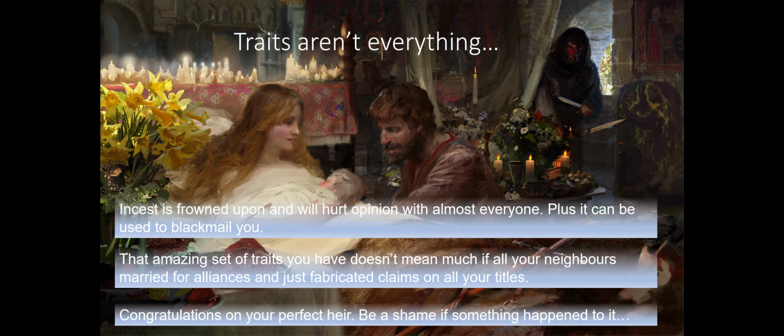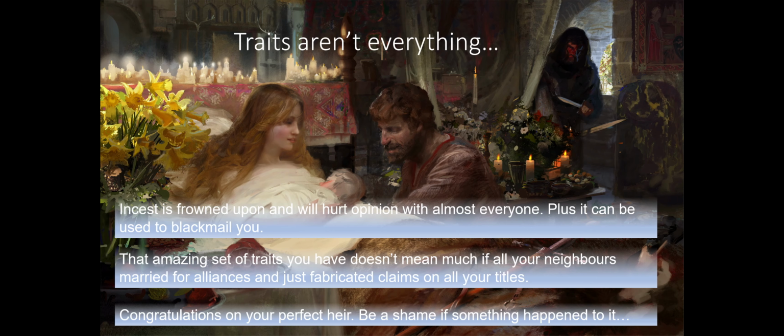And then lastly, I've put that incest is frowned upon and will hurt the opinion with almost everyone. Plus, it can be used to blackmail you. If you remember earlier, I said you get secrets applied for incest. That's definitely true, and those secrets can be used by your vassals to gain hooks on you, to make you give them more favourable contracts, or give them positions on the council, or make you vote with them some way, depending on where you sit in the hierarchy.